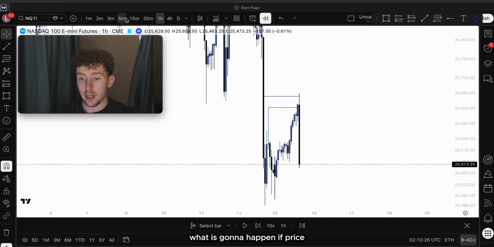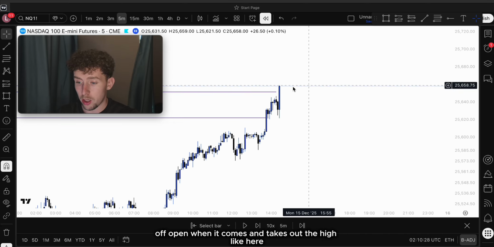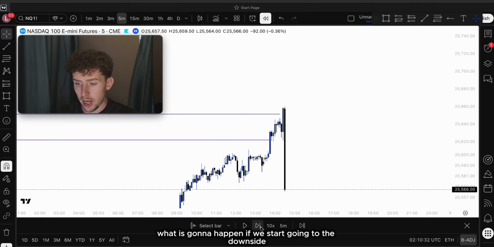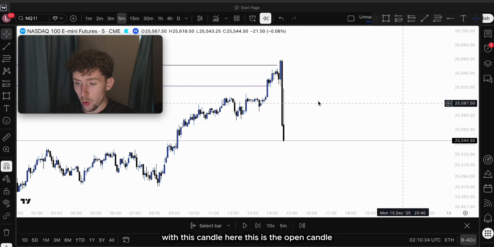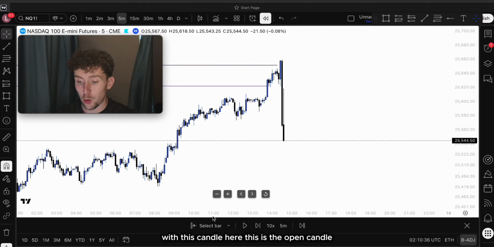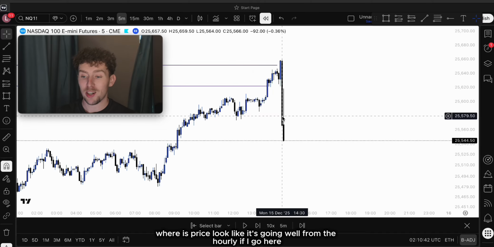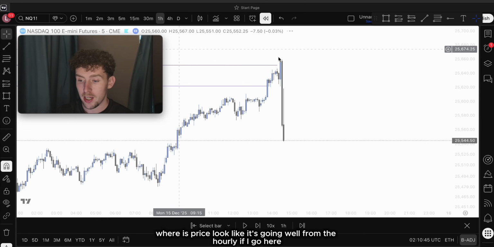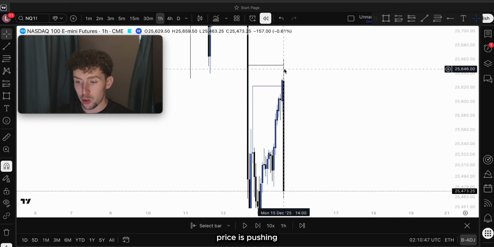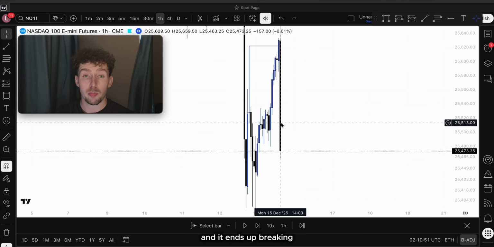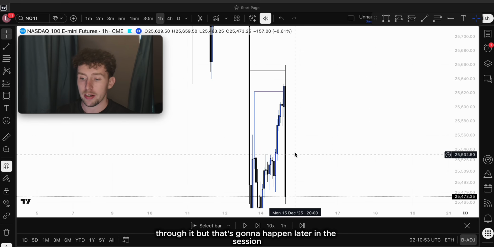What is going to happen if price, off open, comes and takes out the high like here, and we start going to the downside? With this candle here, the open candle, it completely shoots to the downside. Where does price look like it's going? From the hourly, price is pushing down here, pushing into an hourly fair value gap, and it ends up breaking through it. But that's going to happen later in the session.